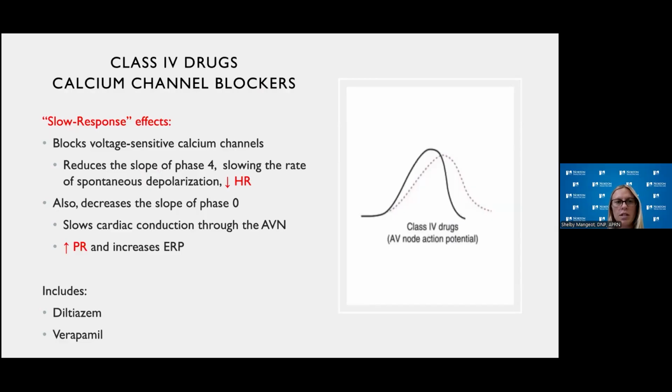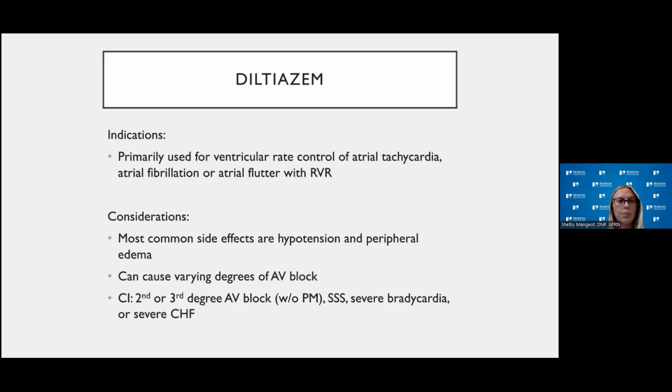Moving on to class 4, so these are calcium channel blockers. These have slow response action potential effects. So they block those voltage sensitive calcium channels in phase 0 of that slow response, or phase 4 of that slow response. They also decrease the slope of phase 0 and slow cardiac conduction through the AV node, which increases your PR interval. These medications include diltiazem and verapamil.